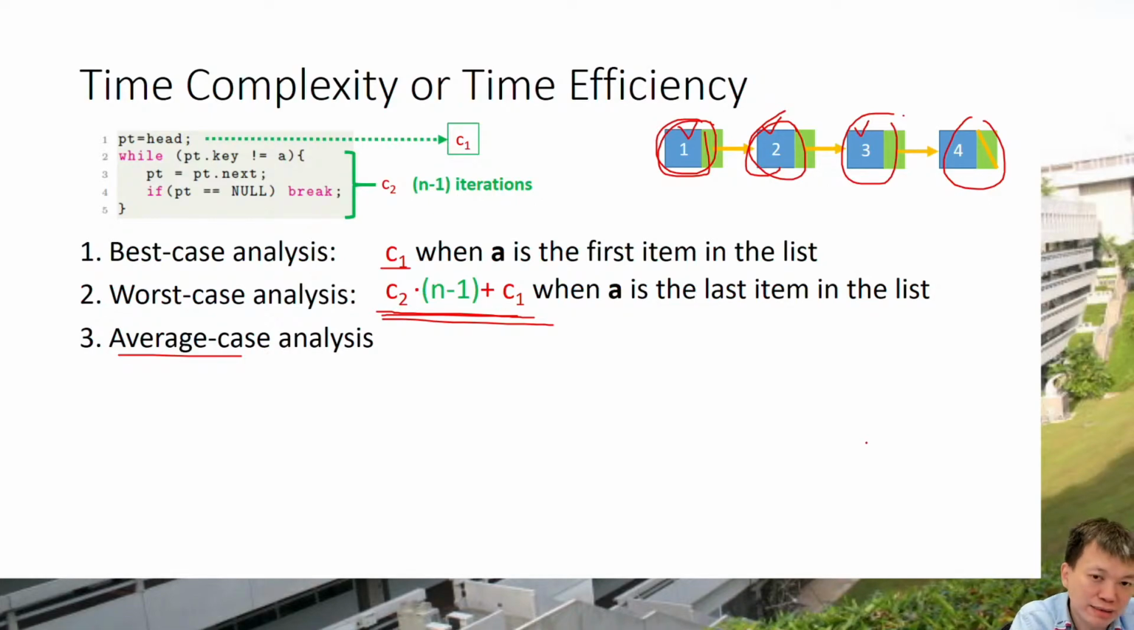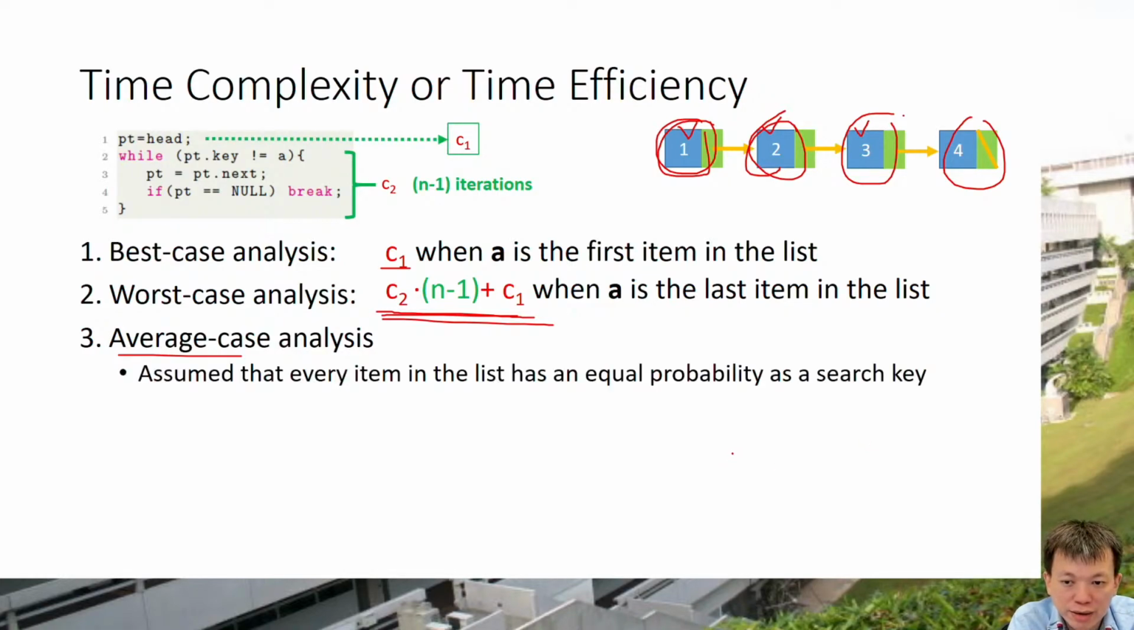Let's say each case makes sense. Like I said, the probability is reasonable, right? It can be the first item equally, the second item, also the third item. They have an equal chance. So we can assume that every item in the list has an equal probability as a search key. Reasonable, this assumption makes sense. So the probability for each case is 1 over n. You have n items, each of them has an equal probability. That means the probability is 1 over n.